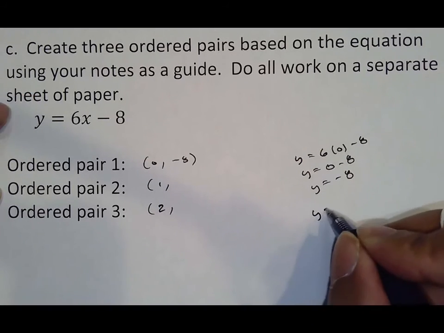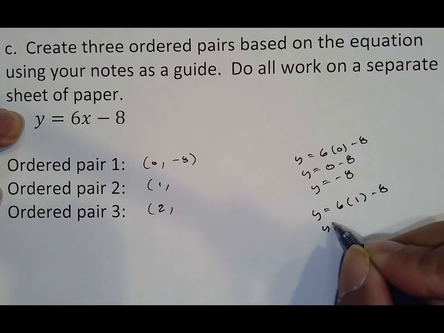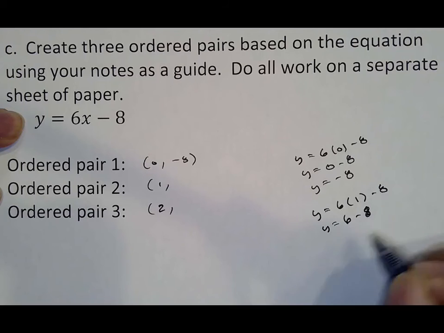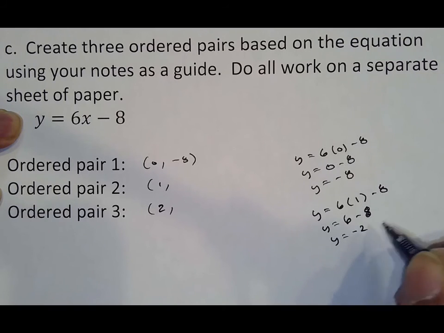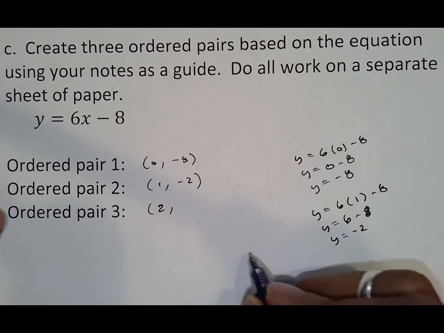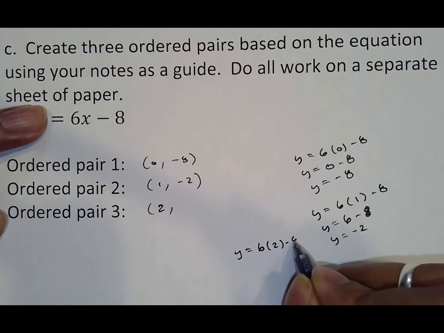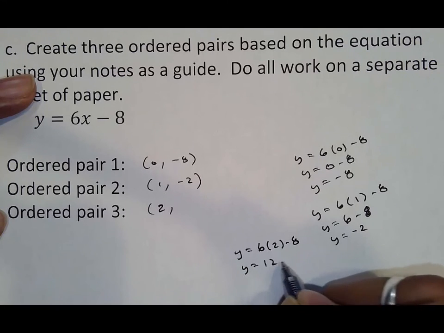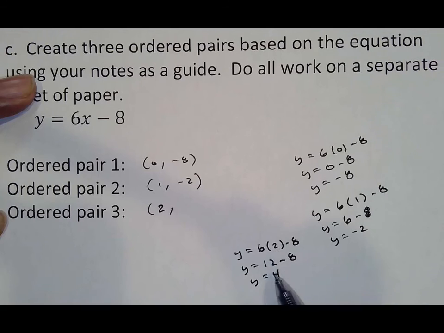For ordered pair 2, I'm going to use 1. So 6, parentheses 1, minus 8, 6 minus 8. Positive 6, negative 8. The negatives are going to win, and you subtract, and the negatives win by 2. So it'll be negative 2. And ordered pair number 3, again, we're going to put 2 in there. So 6, parentheses 2, minus 8, which becomes 12 minus 8, or 4. So again, 2 leads to 4, and that is it.